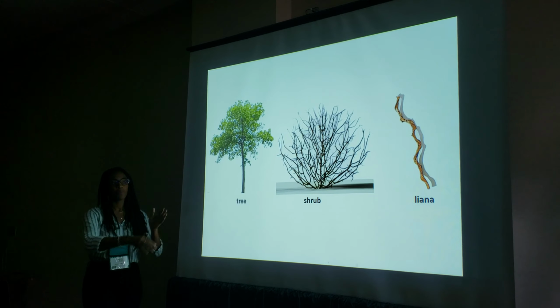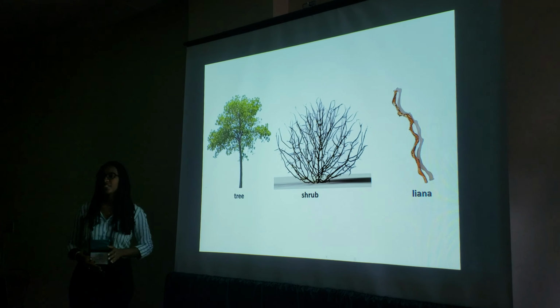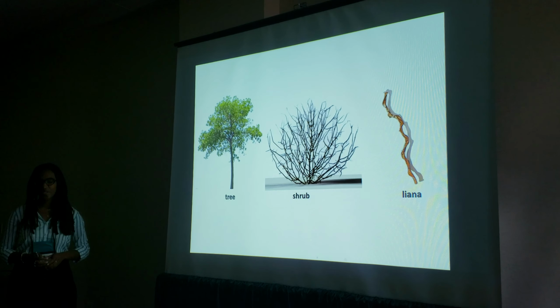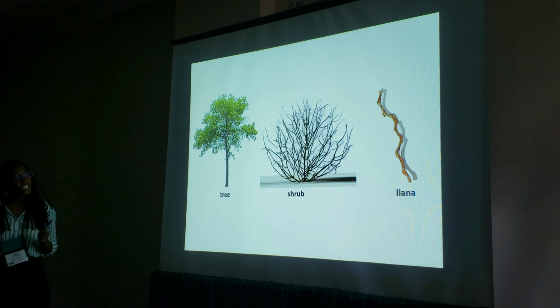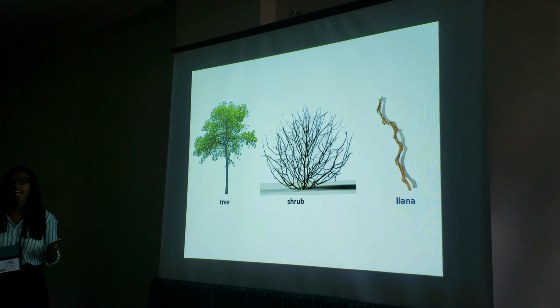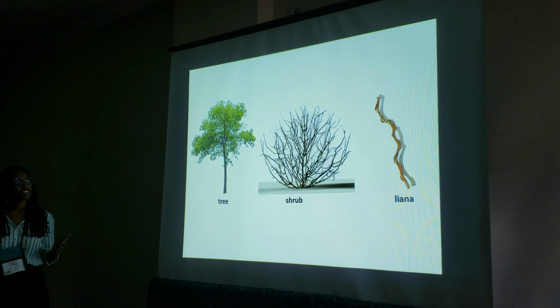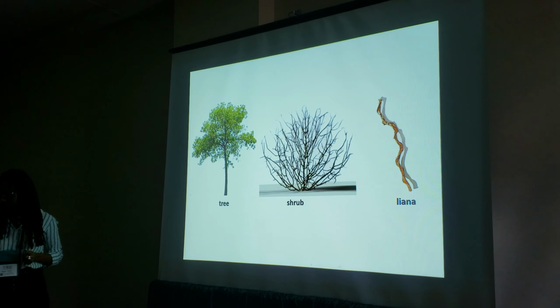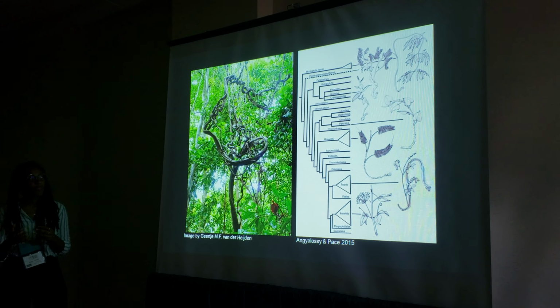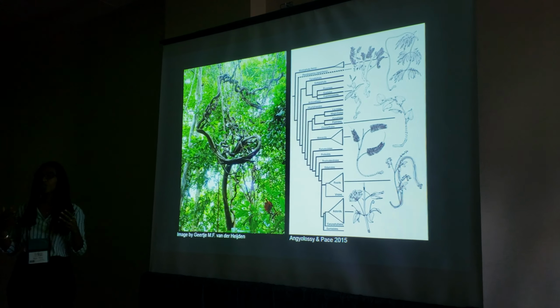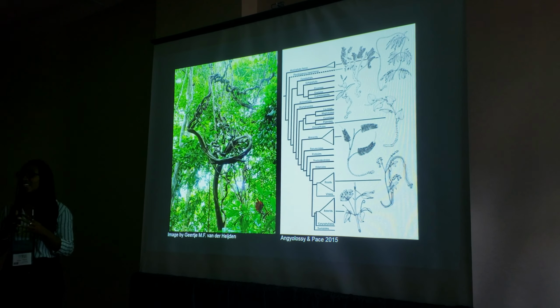But what actually separates them? What is going on developmentally that separates these three woody growth forms from each other? Specifically, in my case, what separates the climbing habit, the liana habit, from self-supporting plants known as trees and shrubs? In order to think about that more critically, we have to define what lianas actually are.